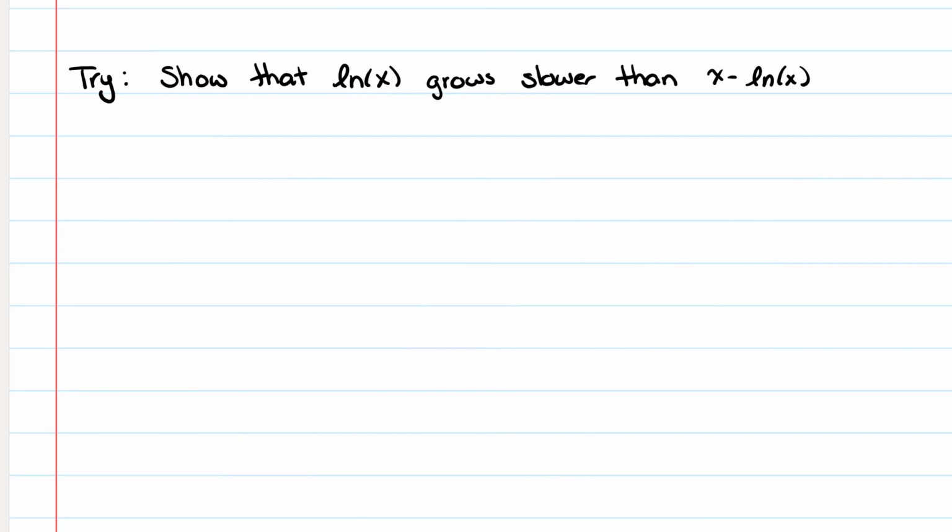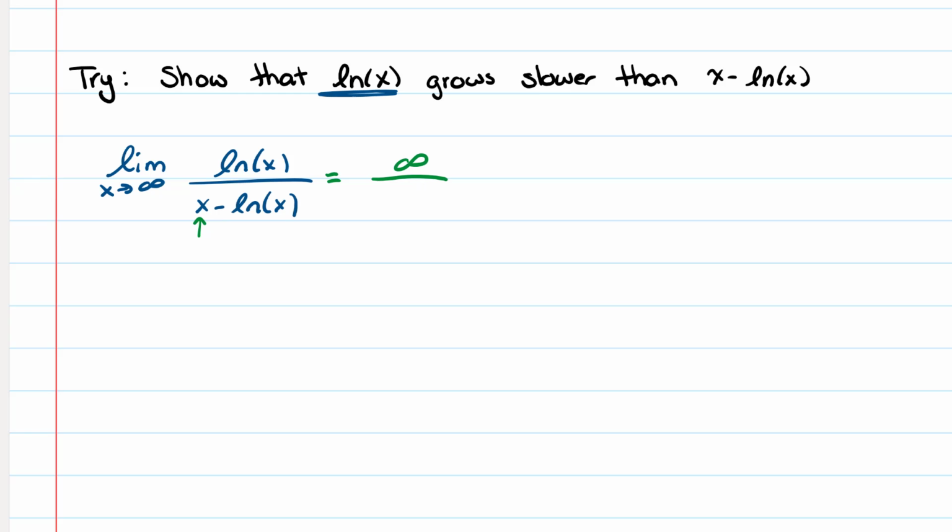All right, so let's give it a try. So we're going to do the limit as x approaches infinity. And I want to show this grows slower, so it's going to go in the numerator. Now, when you plug in infinity, it really becomes infinity minus infinity in the denominator. But using end behavior models, you know that x is the end behavior. So it's just infinity. So that's no good. We're going to need L'Hopital's rule.